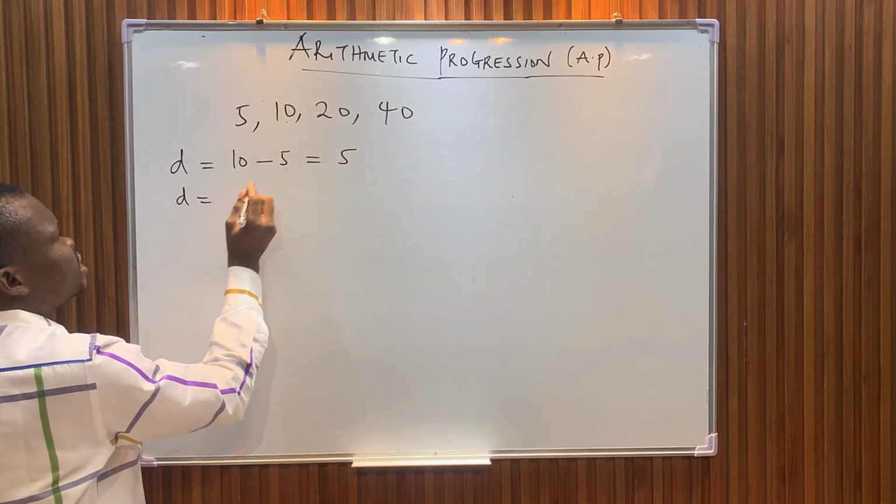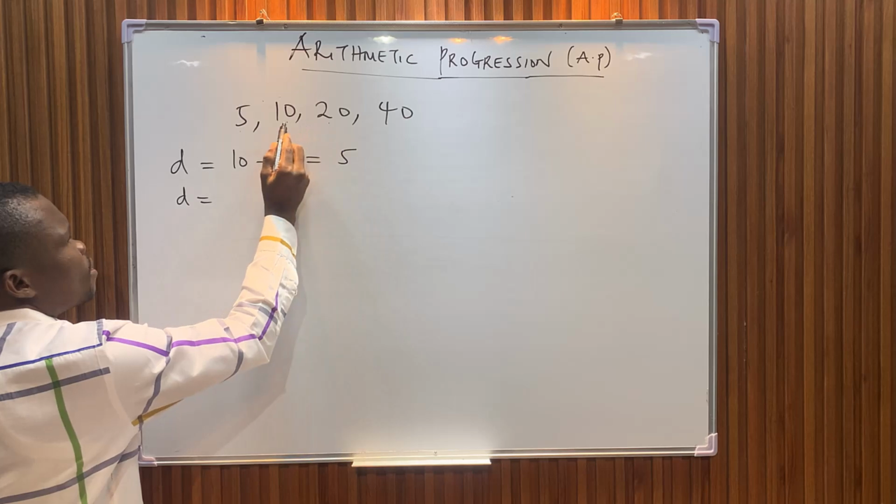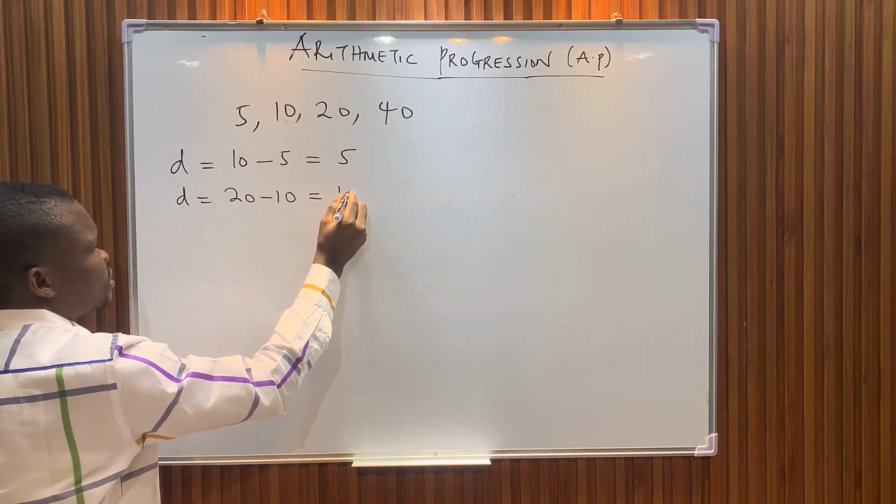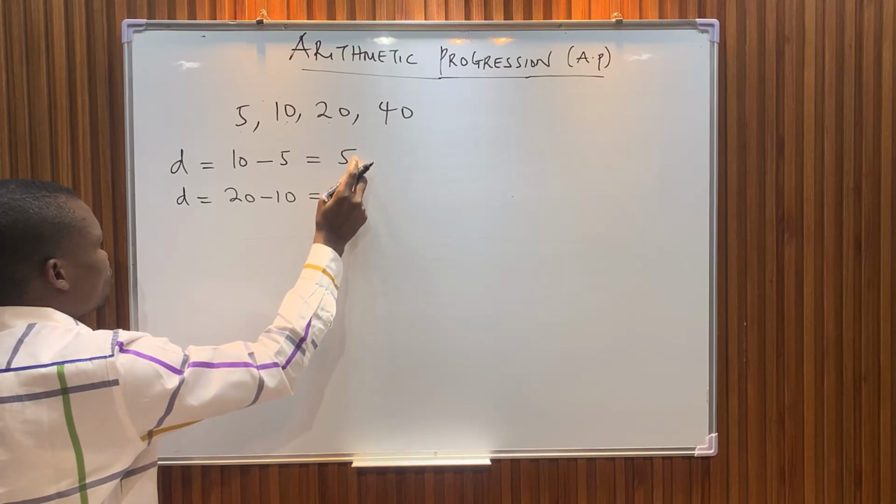Okay, let's examine the next difference again. Third term minus second term. That's 20 minus 10, and that gives us what? 10. You can see the differences are not common, are not the same.